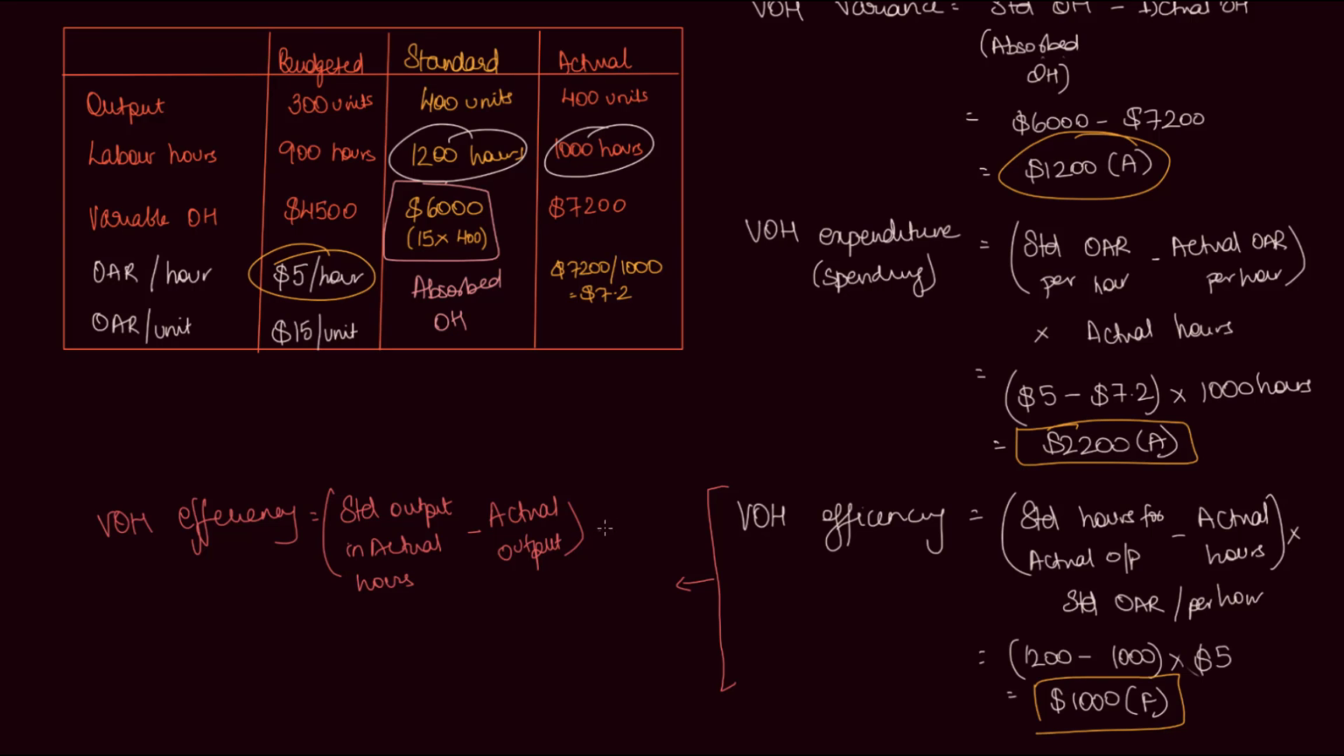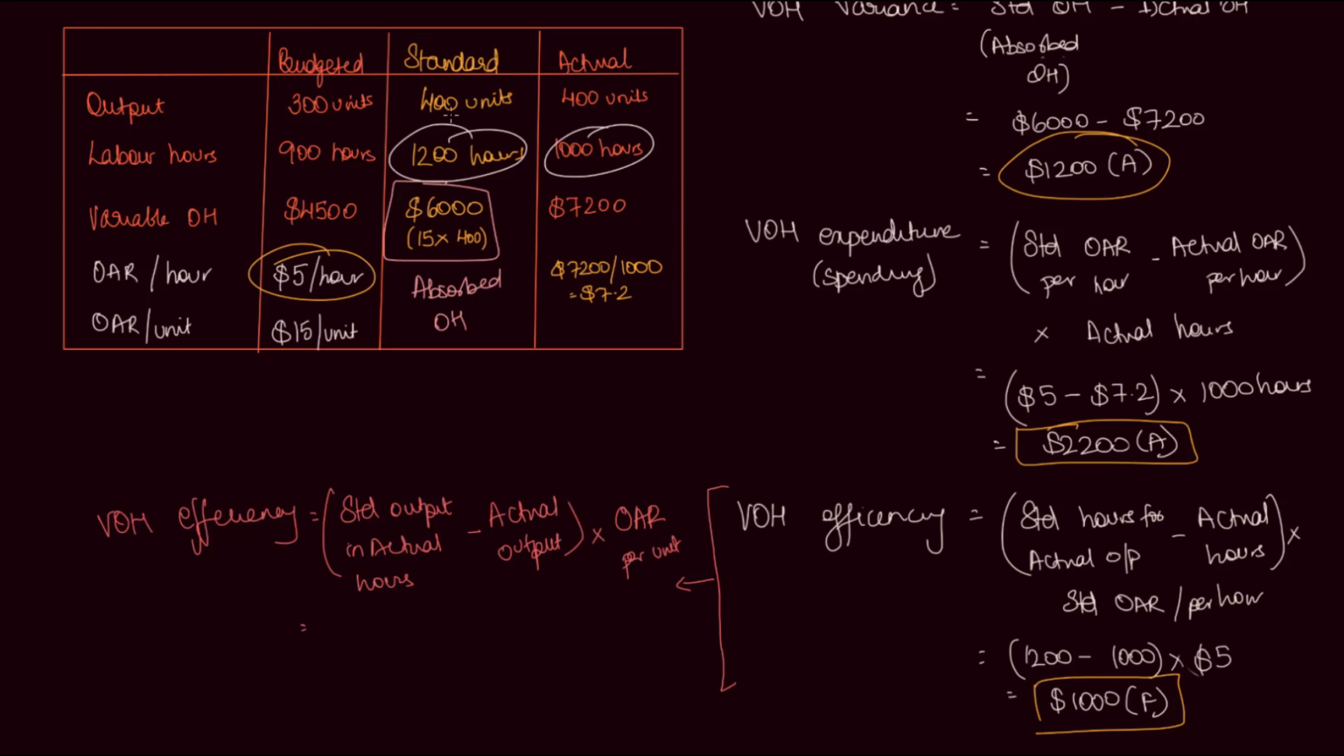This will then be multiplied with the standard overhead absorption rate, but per unit and not per hour. Because the numbers in brackets are in units, the output is in units, so we have to multiply it with the overhead absorption rate per unit. It's a different way of saying the same thing, and we're talking here about the efficiency of the workers. So now let's calculate how much should be the standard output allowed in actual hours taken.